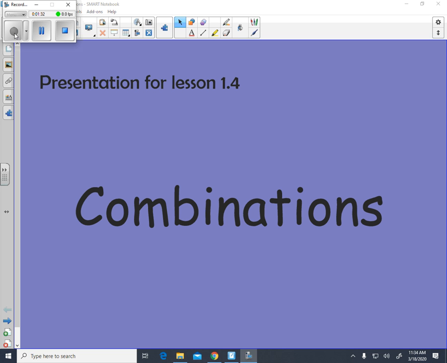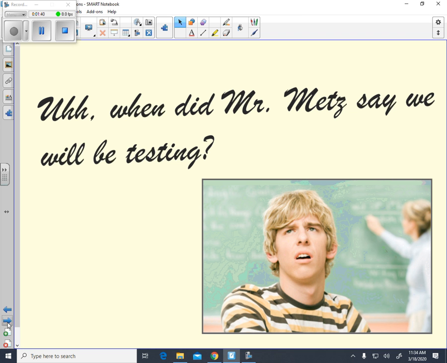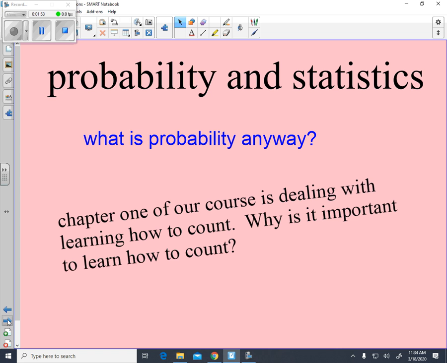So at any rate, let's go ahead with lesson 1.4, the lesson where we learn how to count with combinations. I haven't really mentioned it yet, but there will be a test for you to do on this unit on counting. So just kind of a summary here.